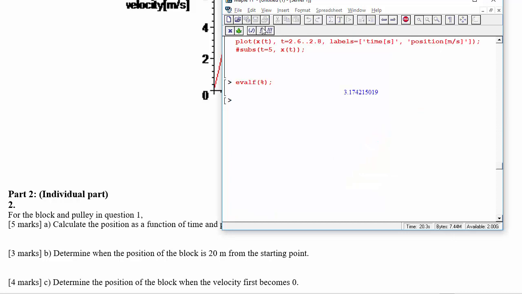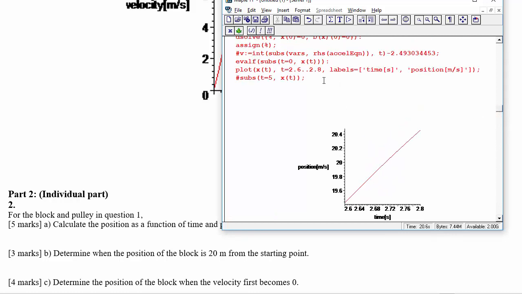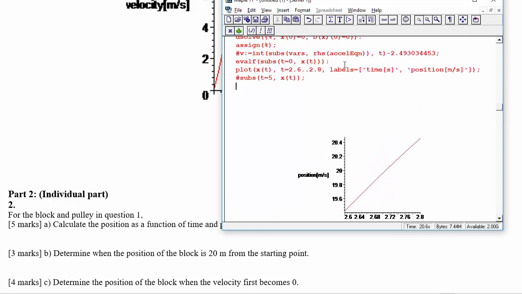2.6 to 2.8. We've gotten pretty close, and you can continue like this, just zooming in on the plot until you get as arbitrarily close to 20 as we like. So the answer is going to be around something like 2.72. But a more elegant way to do it is to use fsolve.